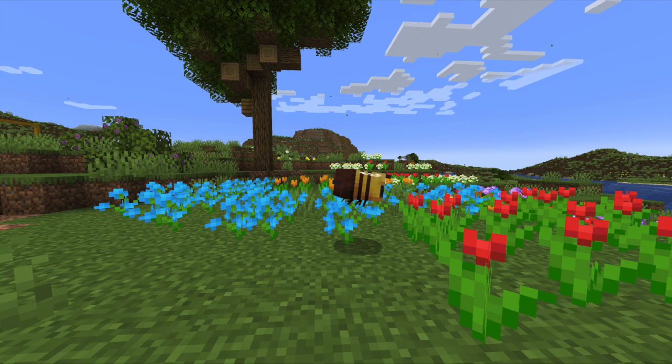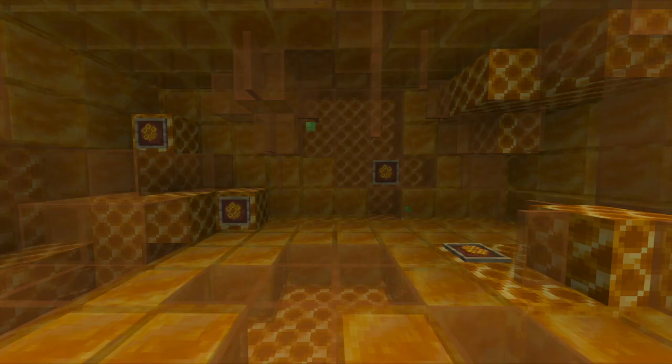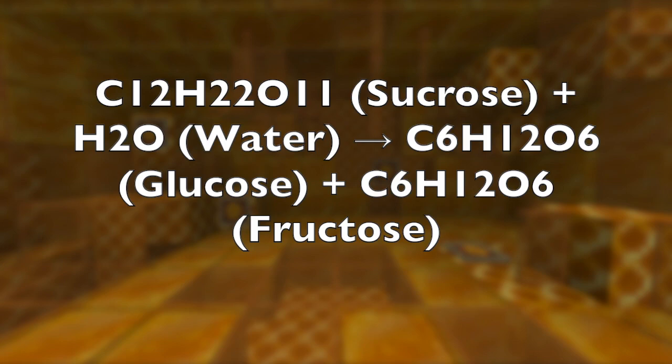Now, let's get a little closer. This is the inside of the bee's stomach. It's a little gross in here, but science is happening, so it's cool. As you may remember, nectar is primarily sucrose. Honey, which is used as a major food source for the bees, is mostly glucose and fructose. In order to create honey, a chemical reaction occurs. The sucrose from the nectar reacts with the water in the bee's stomach to create glucose and fructose.